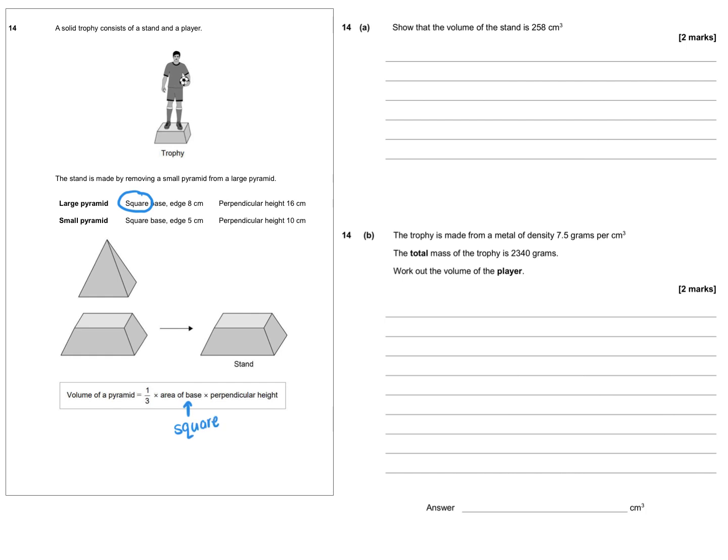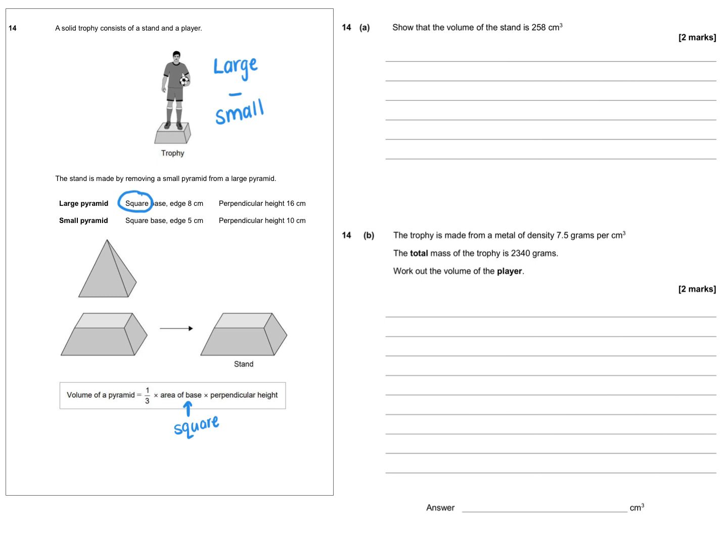They want us to show that the volume of the stand is 258 centimeters cubed. So what we're going to have to do is find the volume of the large pyramid, and then subtract off the volume of the small pyramid, and we should hopefully be left with the volume of the stand when we're finished.